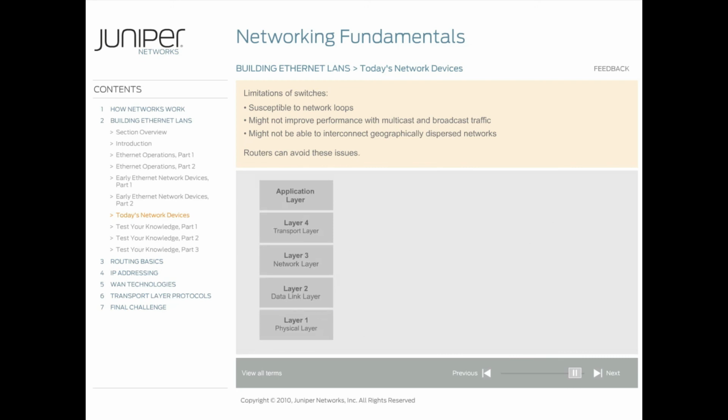Whereas Ethernet switches operate at layer 2 and can examine only the destination layer 2 or MAC address, routers operate at layer 3 and can examine layer 3 addresses. In our next section, we'll examine the difference between layer 2 and layer 3 addresses as well as router operation.